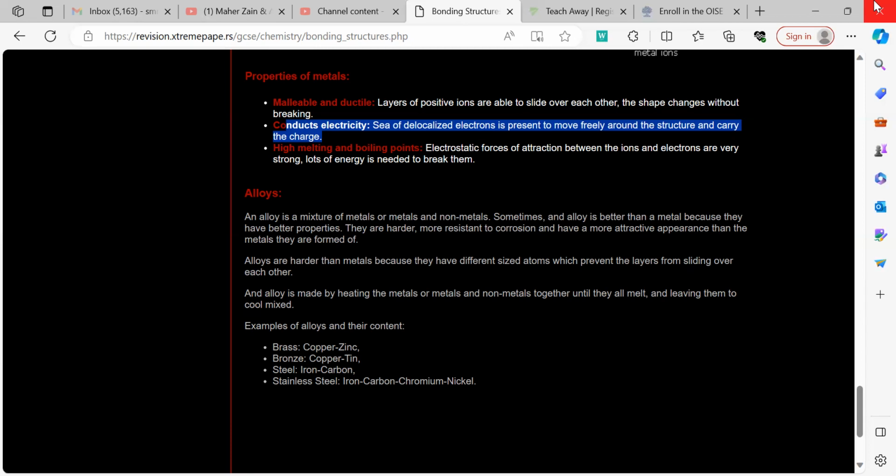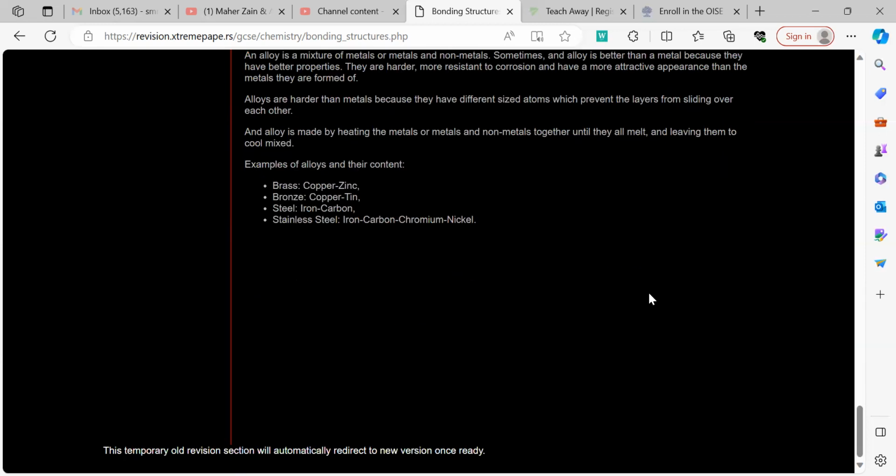Examples of main alloys you could remember are brass and bronze. Brass is a combination of copper and zinc, whereas bronze is a combination of copper and tin.